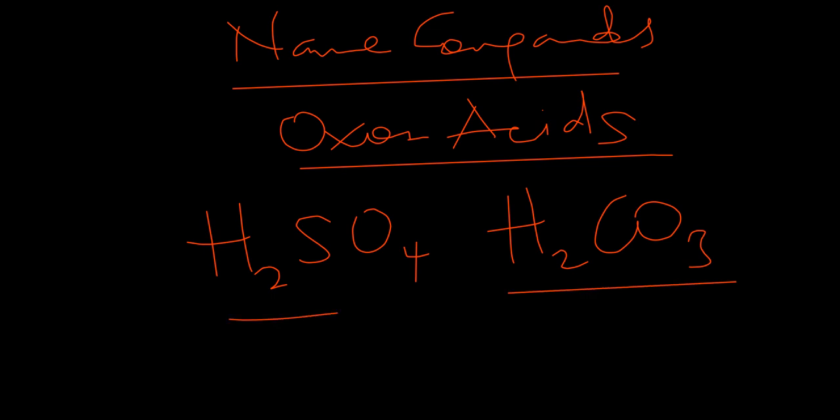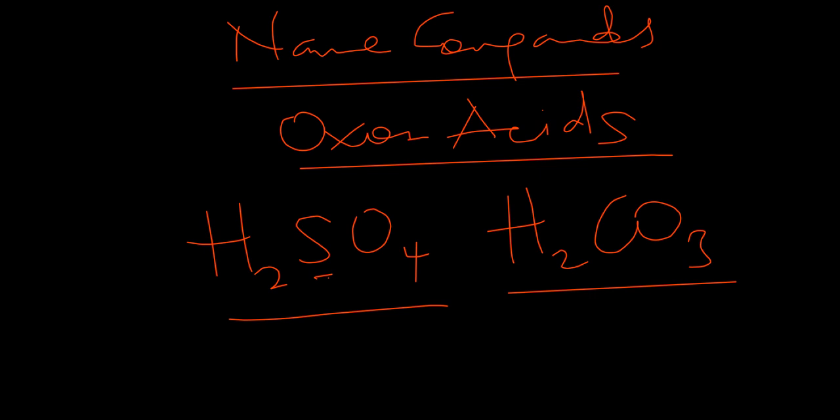And so what you can see about these oxo-acids is that they contain oxygen and they also contain one or more hydrogens. And in addition to the oxygen and the hydrogen, they contain another element. So that's what oxo-acids are. And we're going to look at how to name them.